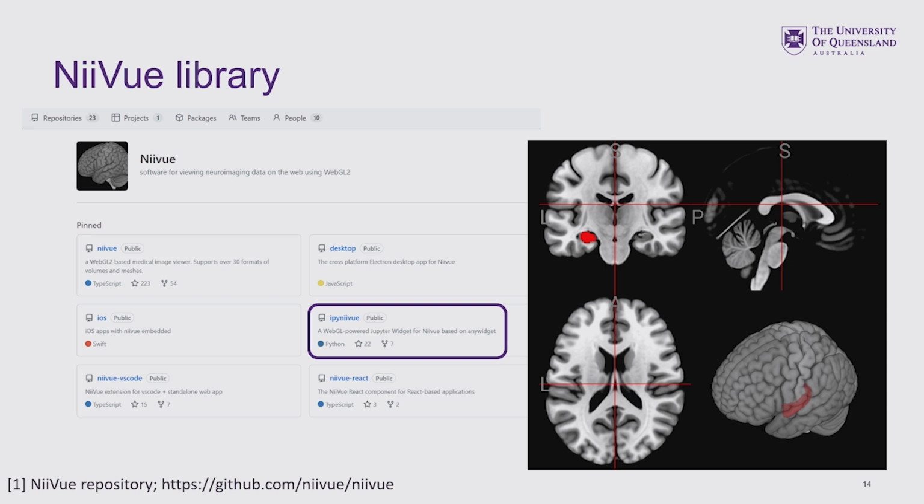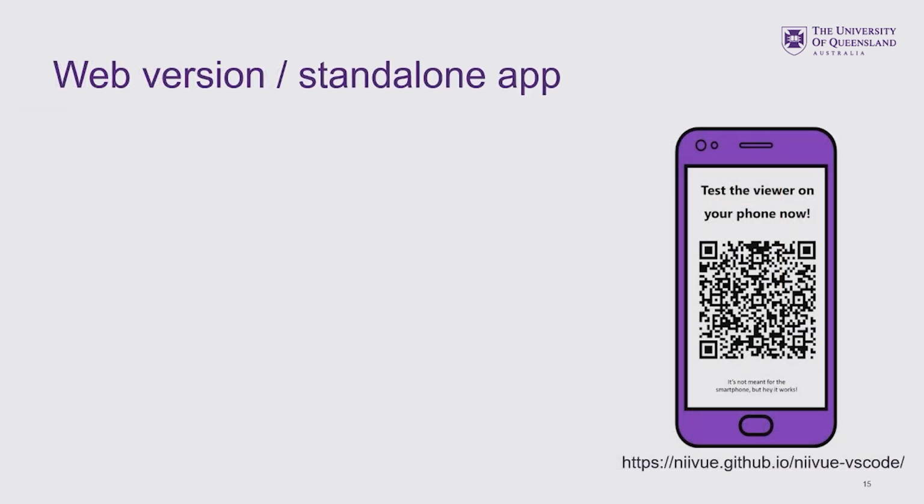And another thing that's nice in NiiVue is that it is quite fast, since it uses modern web technologies like WebGL2, which is used to do the rendering directly on the GPU. And that means that even your phone is supported.